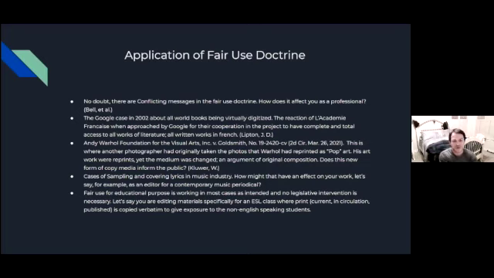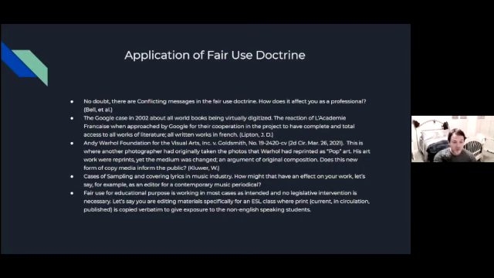But there's a lot of cases of sampling and covering lyrics in the music industry. And how might that have an effect on your work? Let's say, for example, you're an editor for a contemporary music periodical, like you write about pop music or something, and maybe you're comparing lyrics. You're going to be using those in your work.